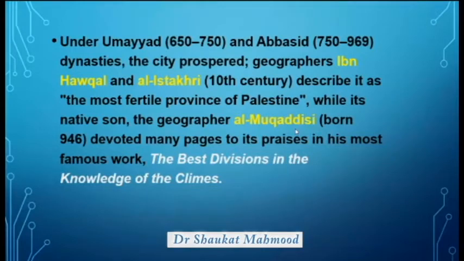Under the Umayyads, 650 to 750, and the Abbasids, 750 onwards, the city prospered, and geographers Ibn Hawkal and al-Astakri describe it as the most fertile province of Palestine, while its native son, the geographer al-Maqdisi, also called Muqaddasi, was born in 946 and devoted many pages to its praises in his most famous work, known as the Best Divisions in the Knowledge of the Climes. The pronunciation of the words we shouldn't bother much about; the spelling should be correct.